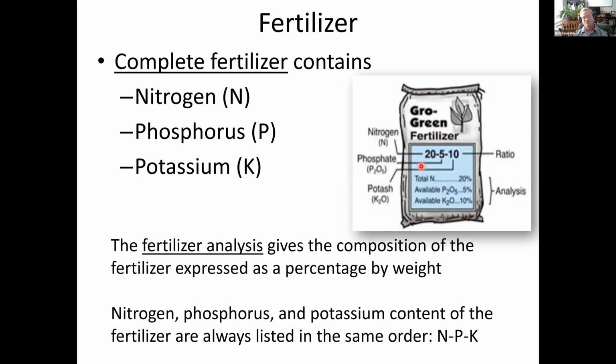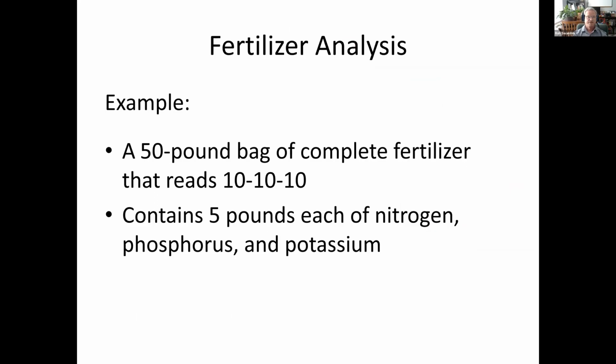So what's the rest of it? It could be sand, it could be organic matter, it could be something that they use to encapsulate the N, P, and K. So it might not necessarily be inert, but it doesn't contribute to N, P, and K. So again, an example here, a 50-pound bag of complete fertilizer that reads 10-10-10 contains 5 pounds each of nitrogen, phosphorus, and potassium.